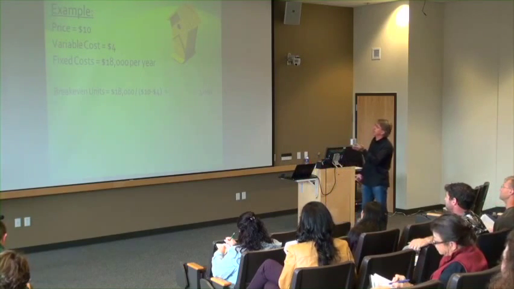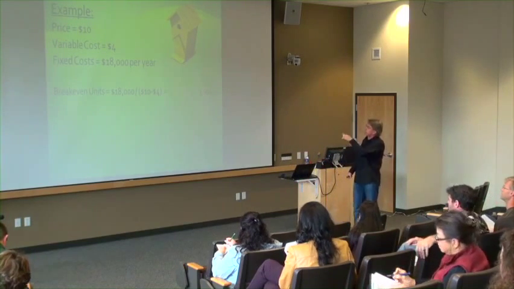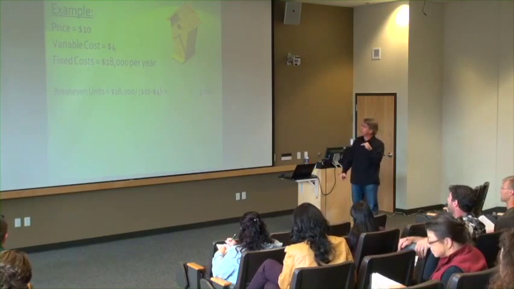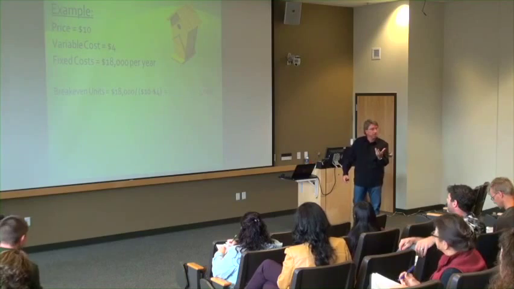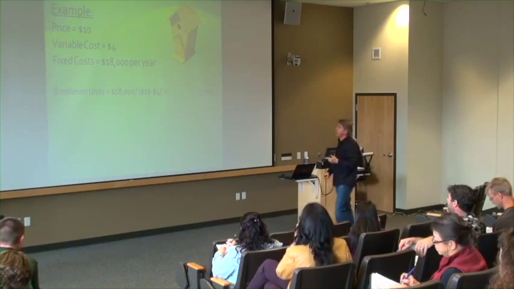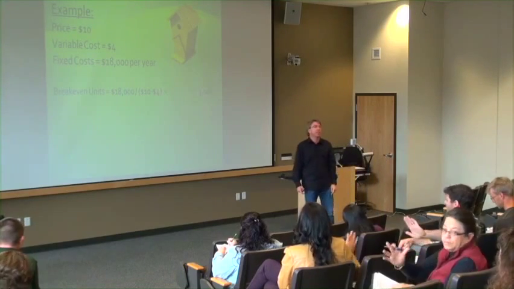Take the break-even units: $18,000 of fixed cost divided by your price of 10 minus your variable cost of 4, which gives you a contribution margin of 6, gives you 3,000 units. So give your partner a big high five. You guys did great on that one.